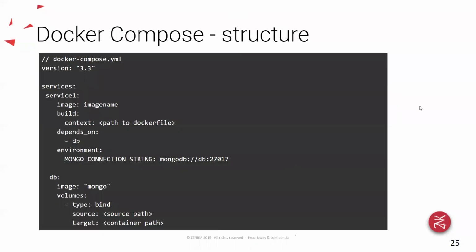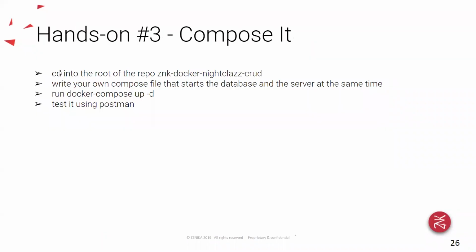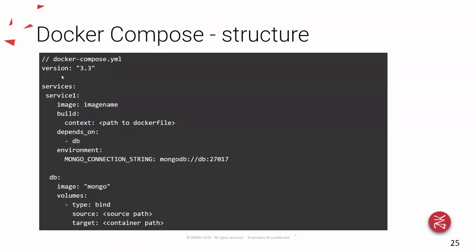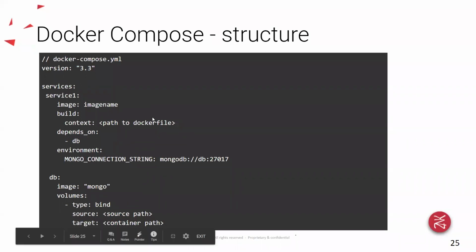So this is the format of a Docker Compose file. Just by looking at the format, you can see the first line is the version, which version of Docker Compose we are using. Following that, we have a list of services. In this case, we're going to have two different services. So the first service.